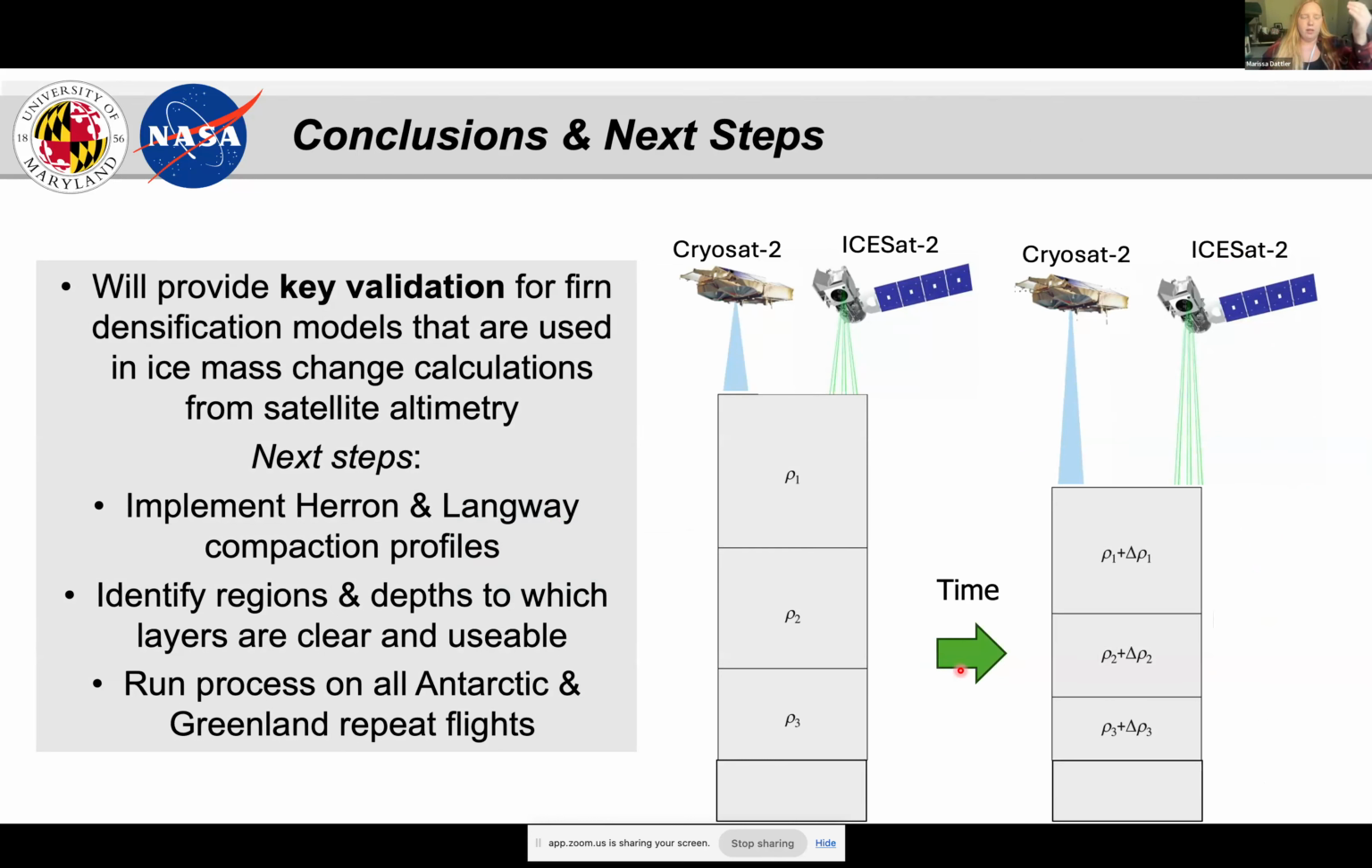Sometimes there's a few layers and then it's totally unclear, and then there's a layer near the bottom, so it's not always as simple as I presented. But yeah, sorting through the files and seeing what we can actually use, and then running this process on all the files that we can use for the Greenland and Antarctic repeat flights.